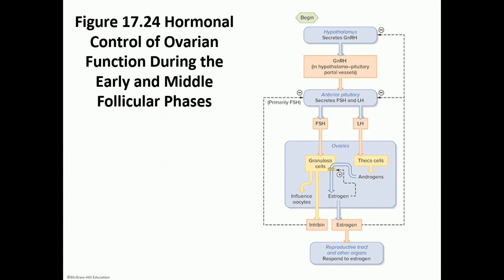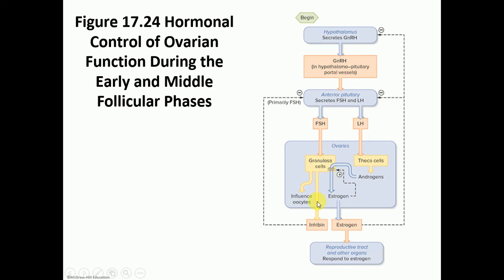Now for the bigger picture of things. At puberty, you have the gonadotropin releasing hormone being released from the hypothalamus. It'll stimulate the anterior pituitary to make FSH. Well, let's do it the other way. We'll start at LH. LH is going to stimulate your theca cells to make androgens. Androgens diffuse to the granulosa cells. These cells are stimulated by FSH to make estrogen, and estrogen is responsible for all of the female sexual characteristics.